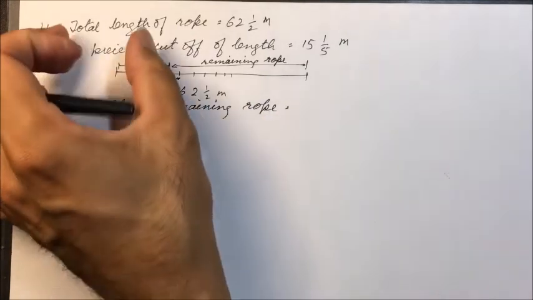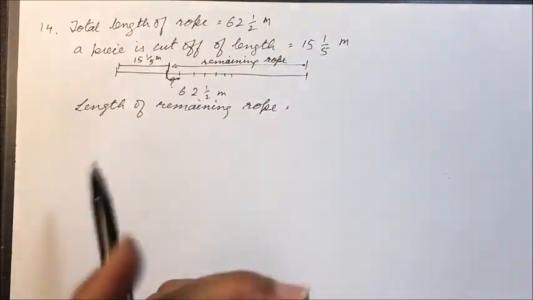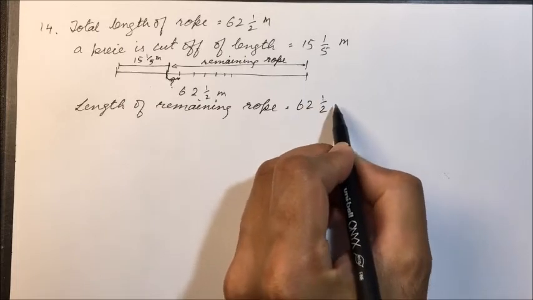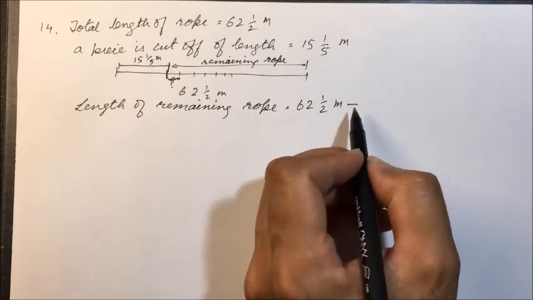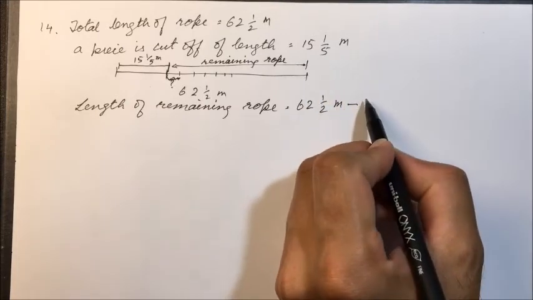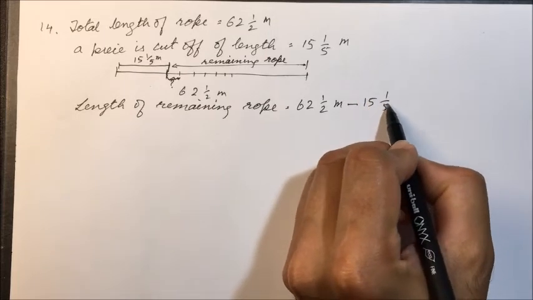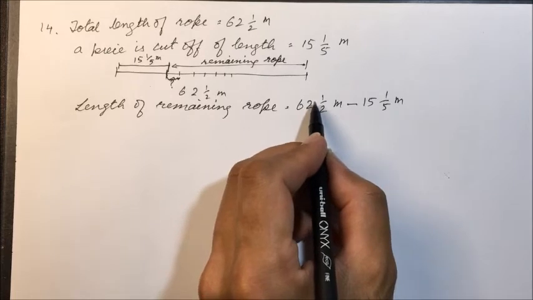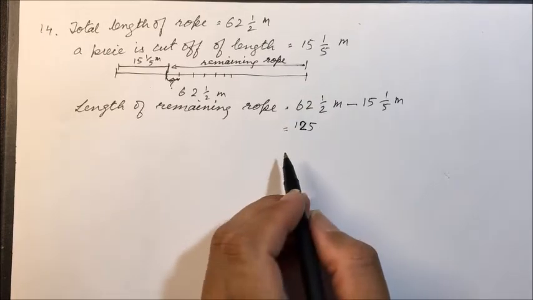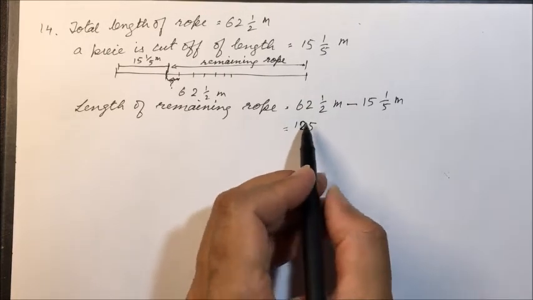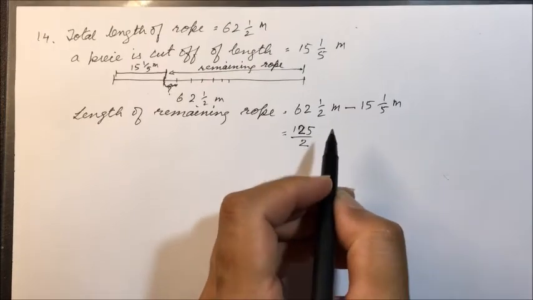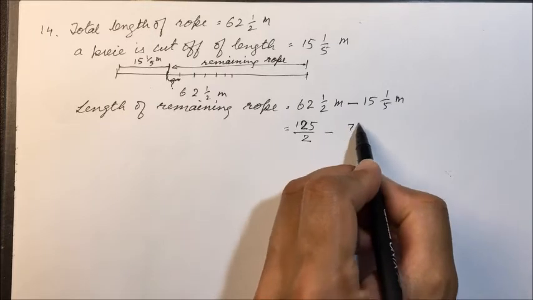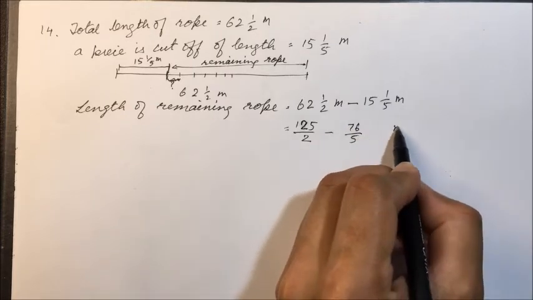Length of remaining rope will be total length minus length of the piece cut. So it will be 62 1 by 2 meters minus 15 1 by 5 meter. So 2 into 62 is 124 plus 1, 125 divided by 2, minus 15 5s is 75, 76 upon 5 meters.